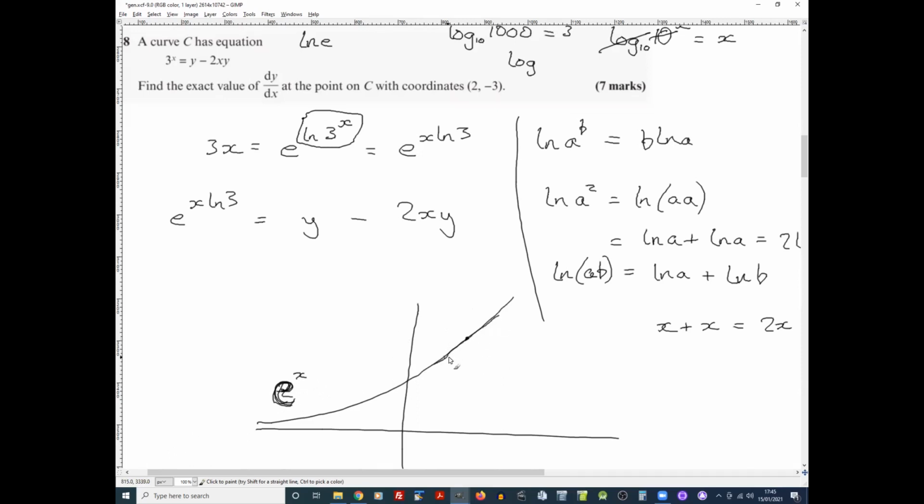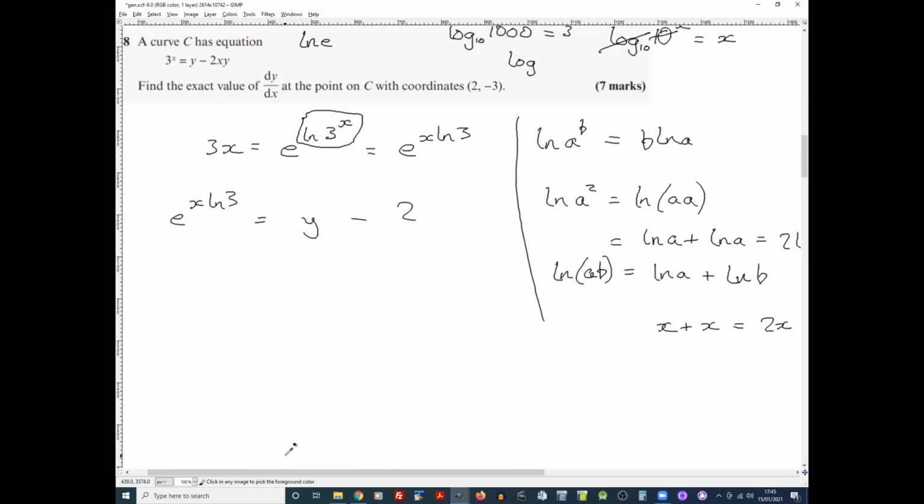What's the gradient of the tangent at that value of x? Well, it just turns out to be the value of y at that point. Which is remarkable and useful. So that does mean that e to the x differentiates to e to the x.